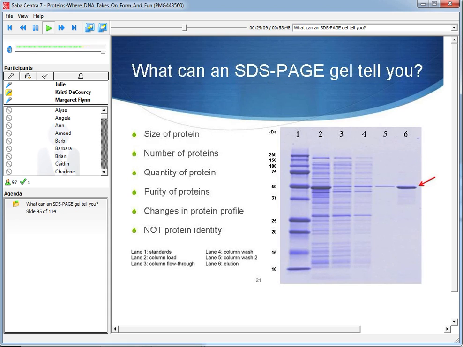So what can we tell from an SDS-PAGE gel? Here's a nice gel on the right that actually shows a protein purification in different steps.